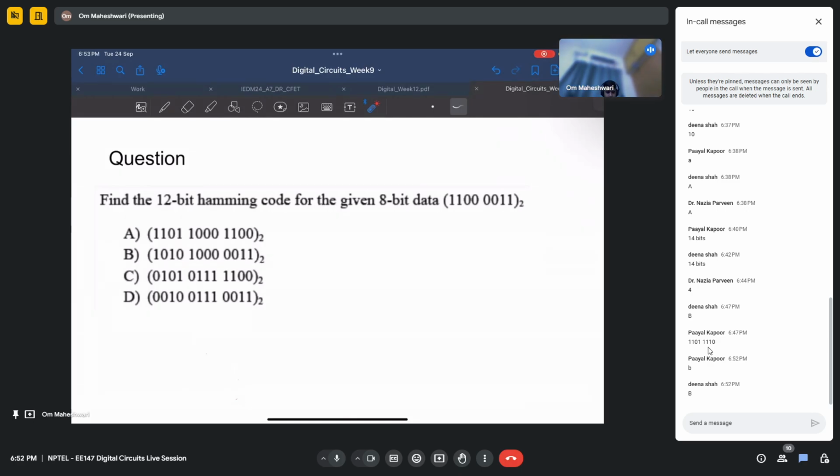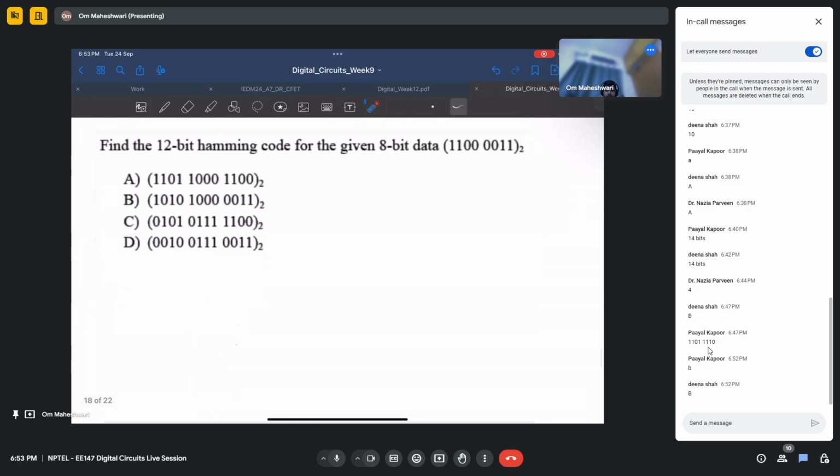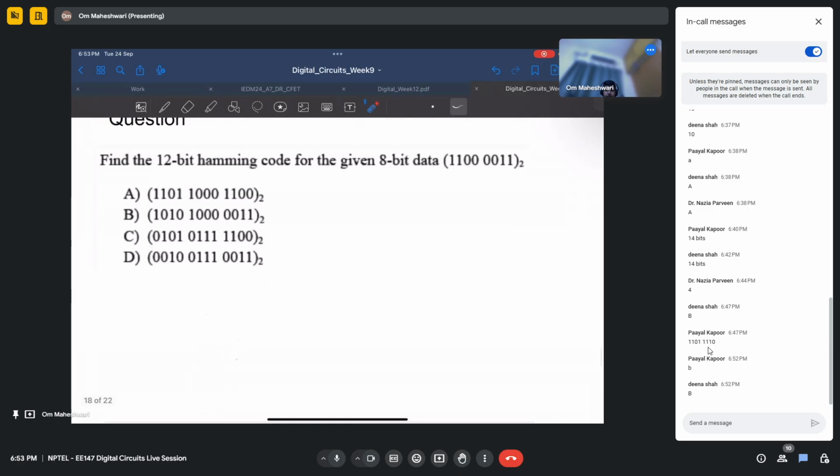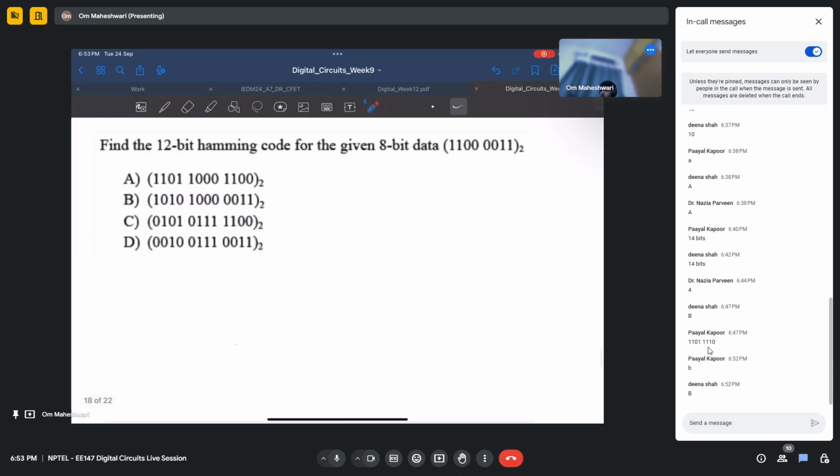Okay, is anyone able to solve this one? Dina says B. Payal also says B. Okay, B is correct. So let us see this question. So basically, you have to find the 12-bit code, right?